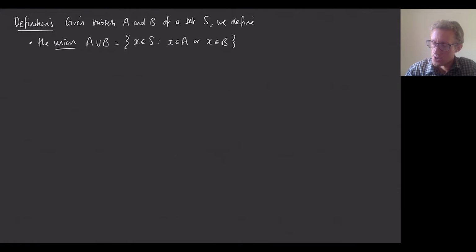Okay, so let's just take an example. If S is the set of all students at Oxford, and A is the set of all students studying maths, and B is the set of all students who are in my college, then A union B is the set of all students who are either studying maths or who are in my college. It's basically the set of all the students who I ever meet.